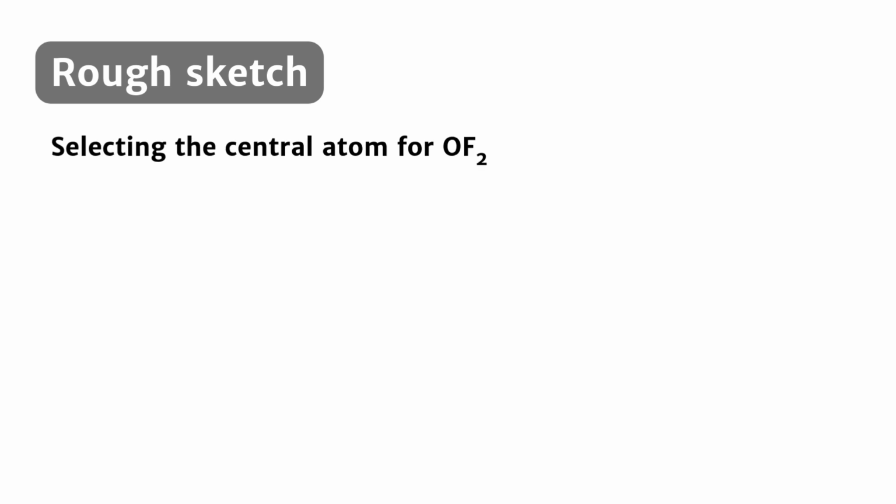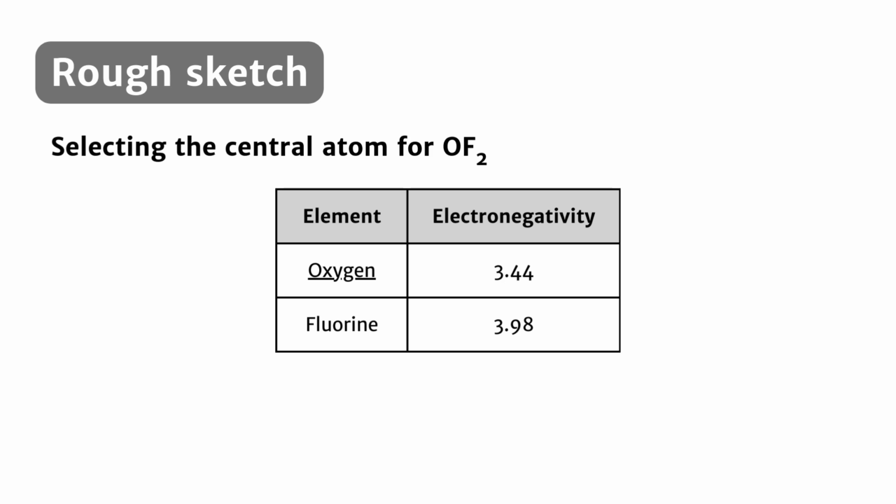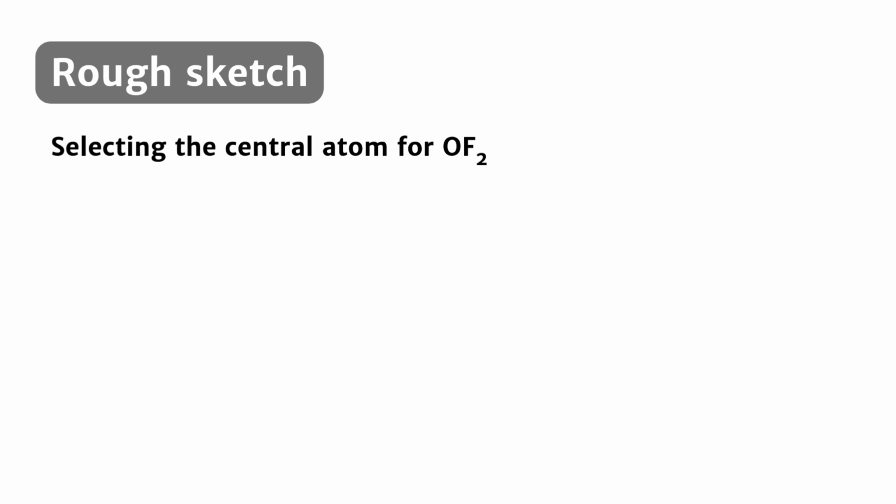The central atom in OF2 is determined by selecting the element with the lower electronegativity. From the periodic table, the electronegativity values of oxygen and fluorine are 3.44 and 3.98, respectively. Since oxygen has a lower electronegativity than fluorine, it is chosen as the central atom. Therefore, the rough sketch of OF2 should have the oxygen atom in the center, with the 2 fluorine atoms arranged around it.